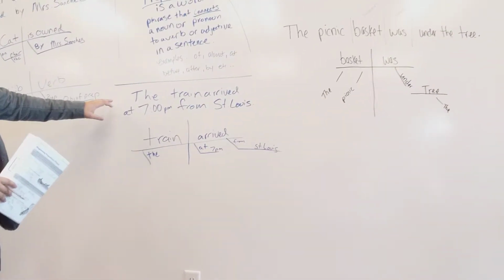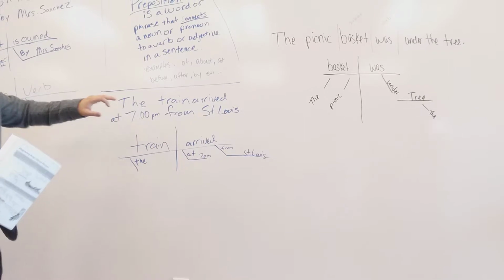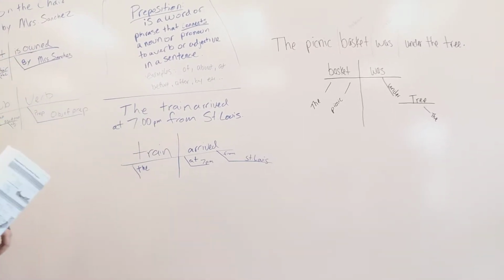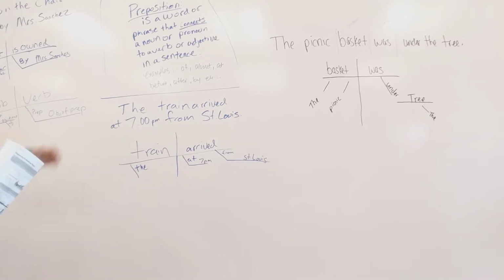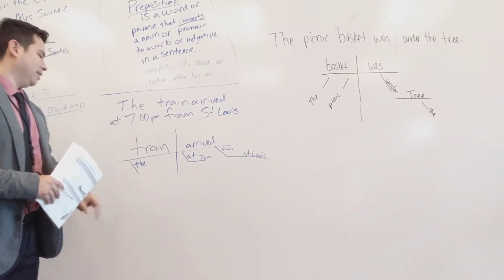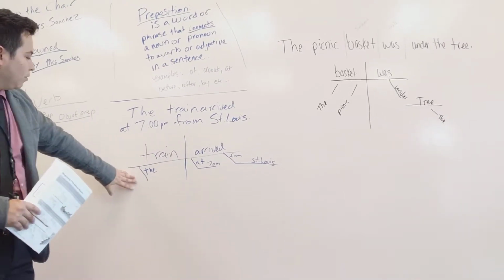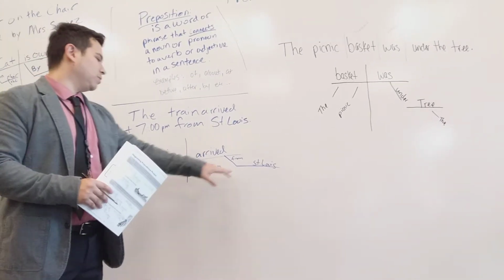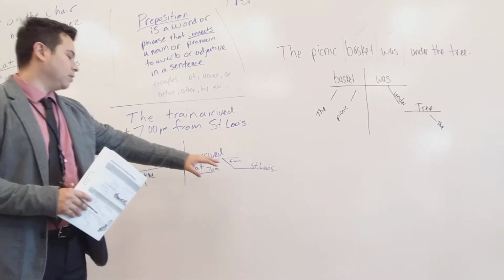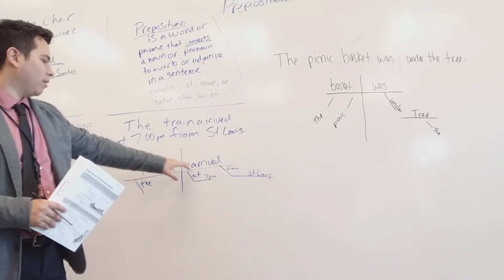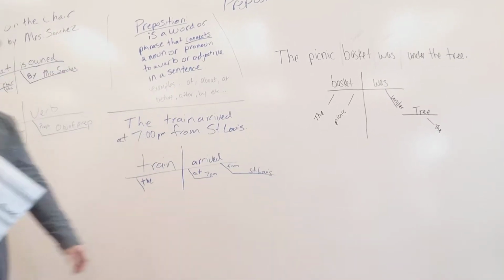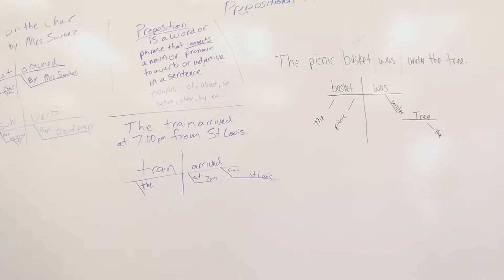Another one: "The train arrived at 7 p.m. from St. Louis." And we're like, okay, well, train is the subject, arrived being the verb. So maybe we can stack these two together: arrived at 7, from St. Louis. But it's actually two, because of the prepositions. It arrived at 7. From where? You have two prepositions that form parallel pairs.